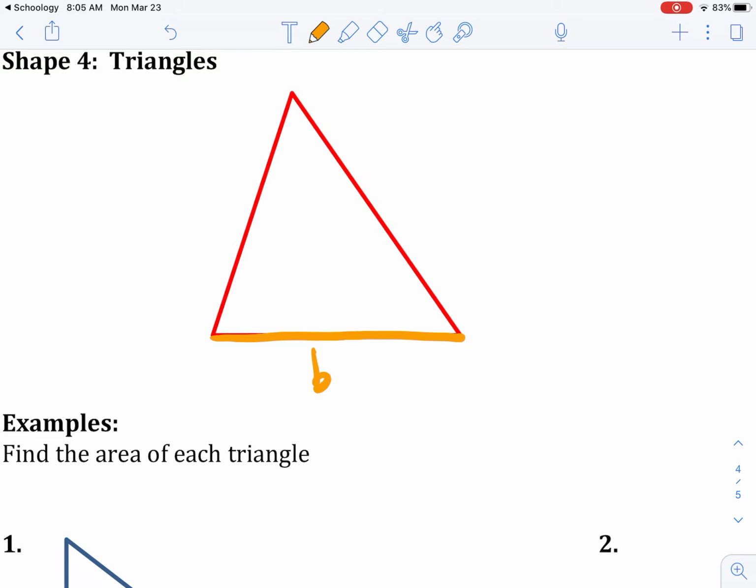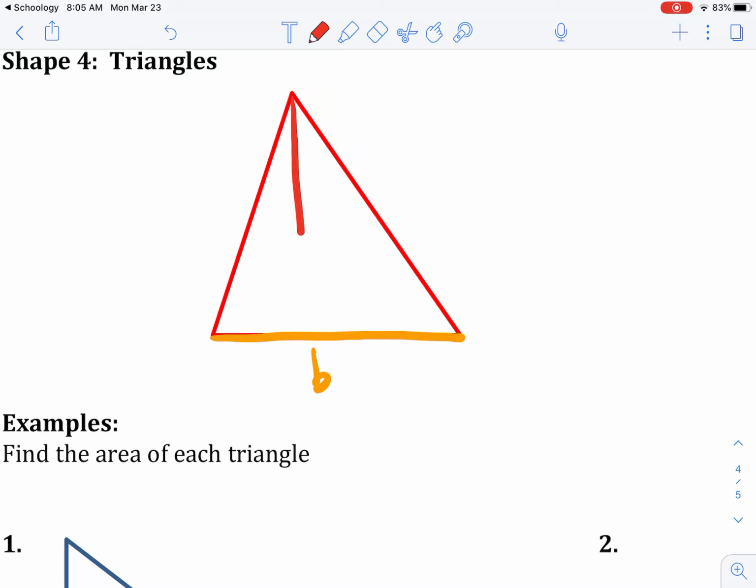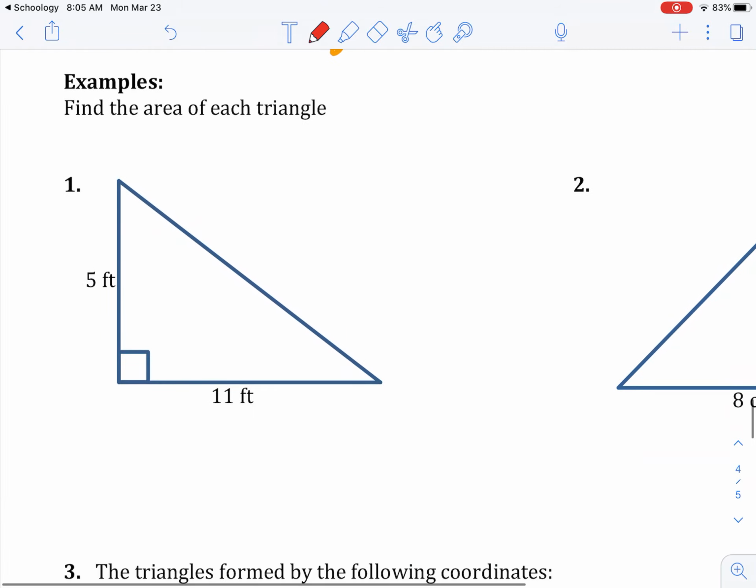Your base is always going to be a vertical or a horizontal piece. So I'm going to use this horizontal piece as my base. And then my height has to be perpendicular to that. So sometimes you're going to have to draw your own height in. All right. Start off with this first one right here. This is a right triangle, so you should have a vertical and a horizontal piece, which we do. So we have our base and height.